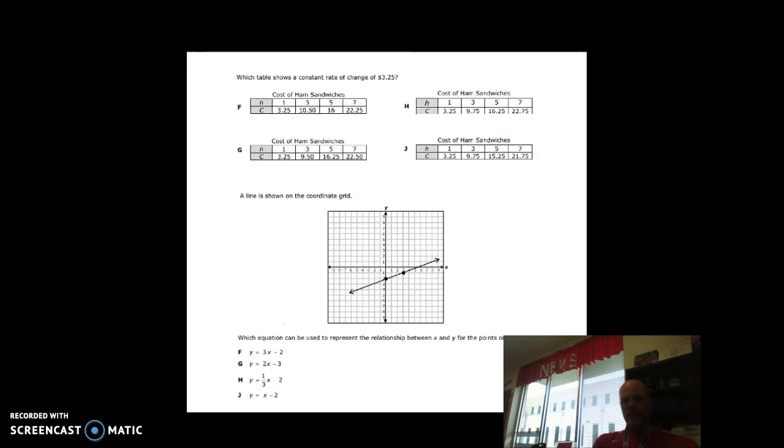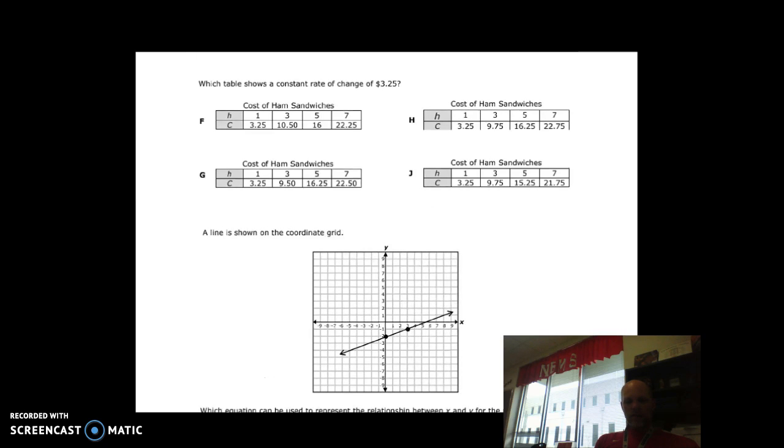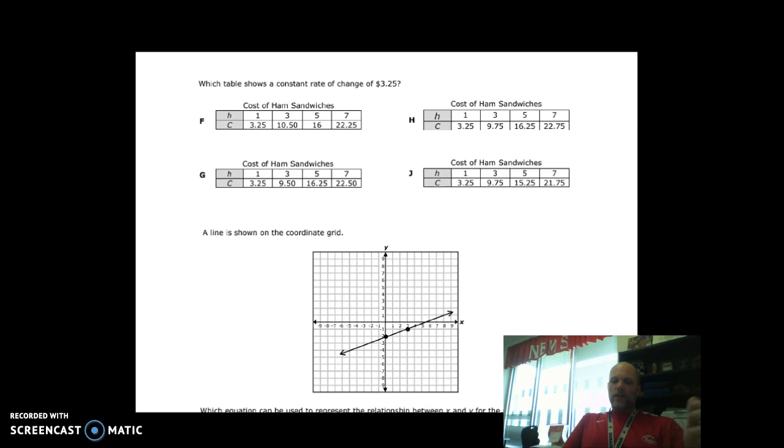All right, let's look at the next one. Which table shows a constant rate of change of $3.25? We did this last year in 6th grade. It's like, which one's changing by $3.25? They didn't have this exact question, but they had a question similar to this. So if you look at all the answer choices, these are all ham sandwiches. They all cost $3.25. They're all labeled the same. One sandwich costs $3.25. So now we just have to find the one that's consistent, and each one is $3.25.